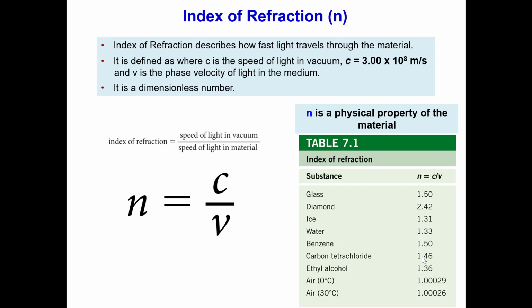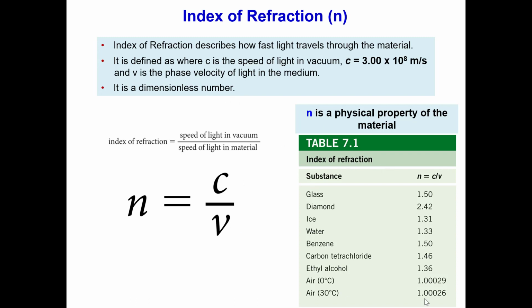The index of refraction is a property of the material that correlates the speed of the light in vacuum and the speed of the light in that particular material. The symbol we use to identify the index of refraction is n. Then the index of refraction describes how fast the light travels in some particular material. It is the ratio of the speed of the light in vacuum to the speed of the light in that particular material.